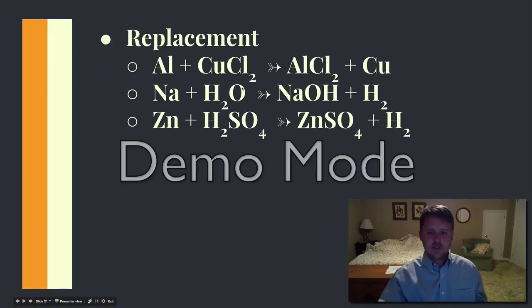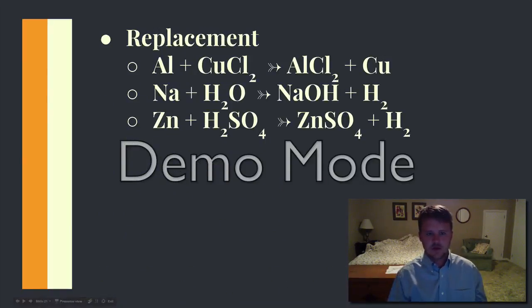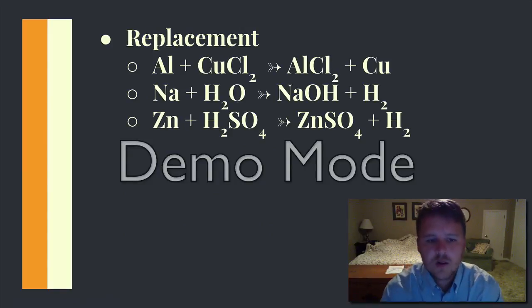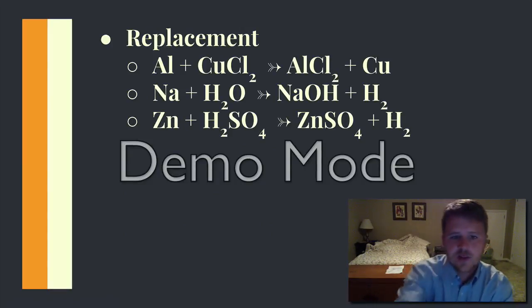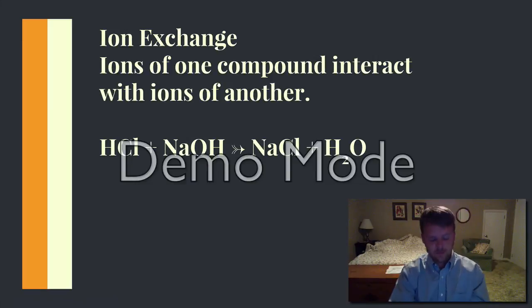Al plus CuCl2. Oh wait, here's some more replacement examples. So the aluminum comes in and replaces the copper in that top one. Pretty simple. Sodium will come in and replace one of the hydrogens. You get NaOH. Zinc comes in and replaces the hydrogen.